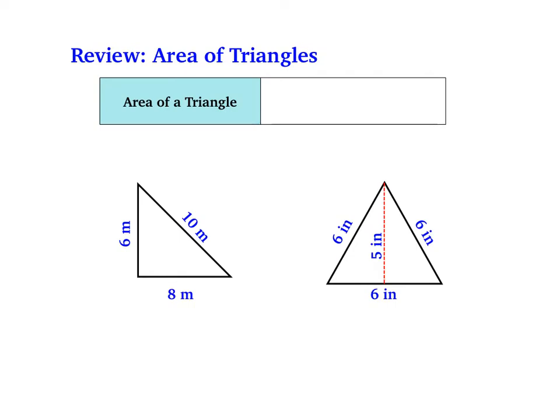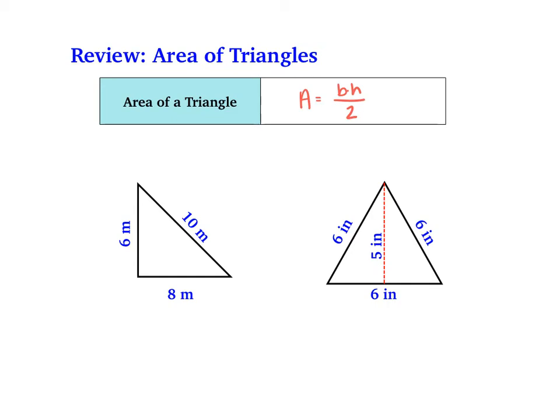Now a triangle is exactly half of what a rectangle would be. So to find the area, you're going to take the base times the height, but divide it all by 2. So you might have a lot of sides labeled, but the only ones you need to find the area are the base and the height.